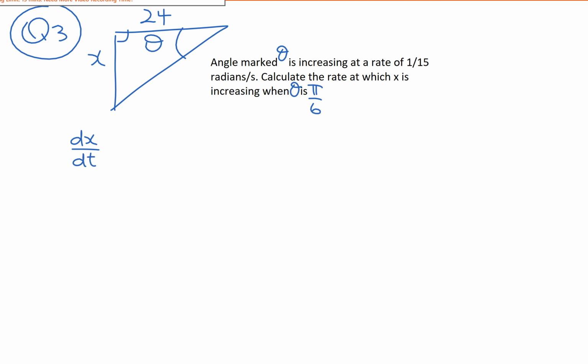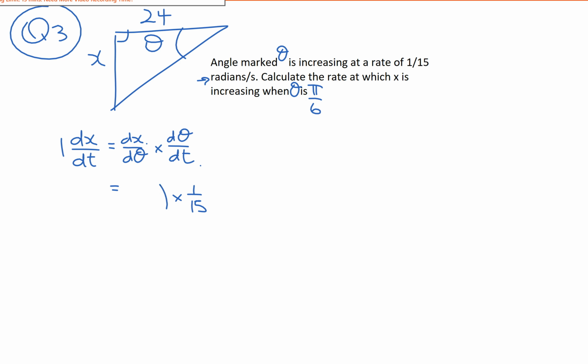So what I have is theta. I'm given d theta by dt in here, so that's going to be my third variable. There is my chain rule. Happy with that? Okay, so I know dx by dt. Do I know d theta by dt? Yes. That's the 1/15th.